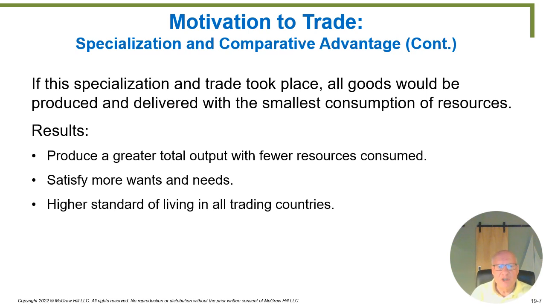So once we take all this specialization, what's the result? Well, it turns out that total production increases for the same amount or even fewer resources, in particular labor resources. The more specialized you become, the better you are at doing whatever it is you're doing. And if you specialize in the thing for which you have a comparative advantage, your total productivity rises dramatically, and you're able to trade for the other things that you're not particularly good at, and you simply buy them from others who themselves are specializing in those other issues. So total production rises with fewer resources used. So we can satisfy more wants and needs, and you can have a higher standard of living in all countries that trade.